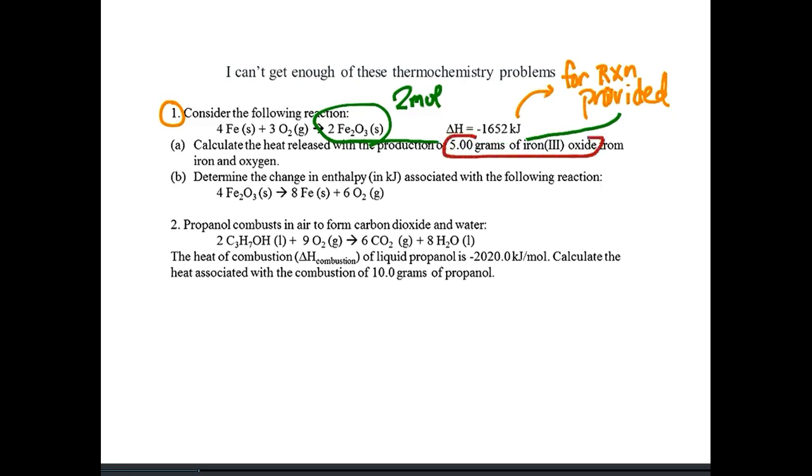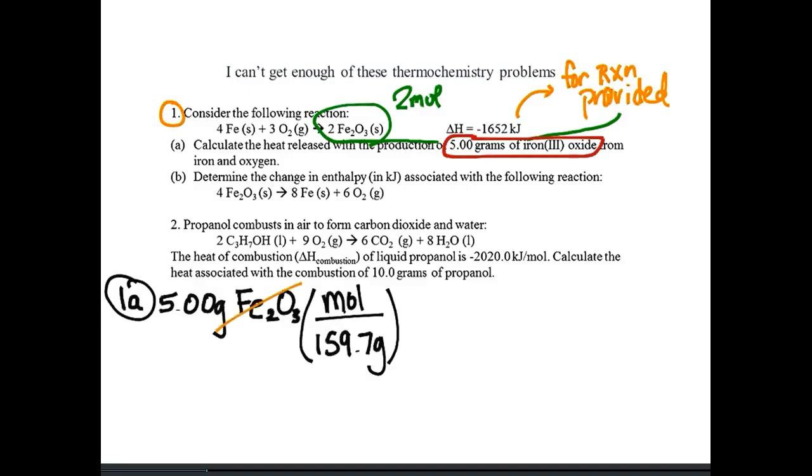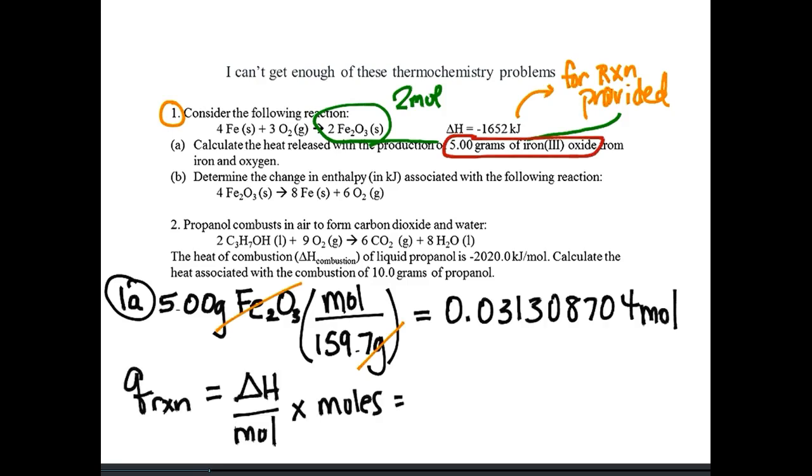It's definitely less than 1 because this is going to be a heavy molecule. So iron is 55.85, that's here. Multiply that by 2, 16 times 3, and you get 159.7. So 5 grams is the same thing as 0.0313, so 3/100ths of a mole. So the heat that's associated with the formation of 0.03 moles is going to be far less than 1652, right? Because that's 2 moles, and this is a much smaller number. This is almost 100 times smaller, but not quite.